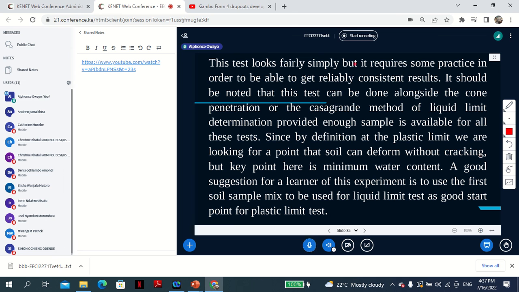Now the test will take some practice. This is just telling you the stories. It looks simple, but will take some practice. But if you played in kindergarten, then it should be easy to identify.